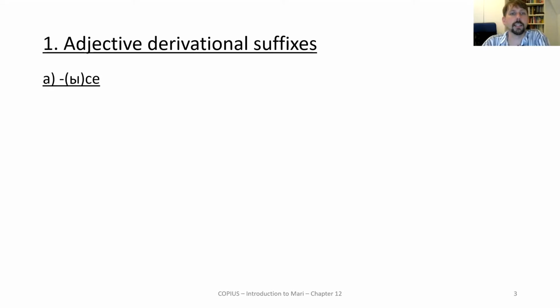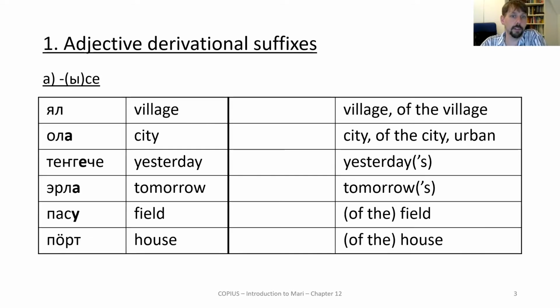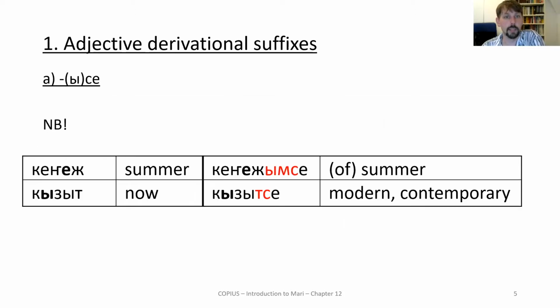First, -ase, -oso, -ese, with three vowel harmonic variations, is used to create a locational or temporal relationship to the base form. Usually a noun can also be an adjective, an adverb in some cases. So if we have yal, a village, yalase is of the village, in the village, and such. And if we have tengeche, yesterday, tengechese is yesterday's, like yesterday's paper or whatnot.